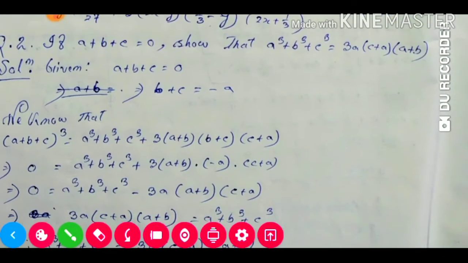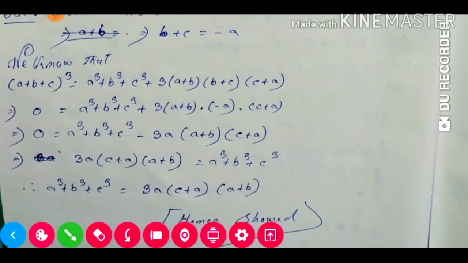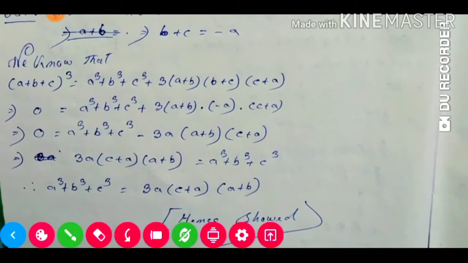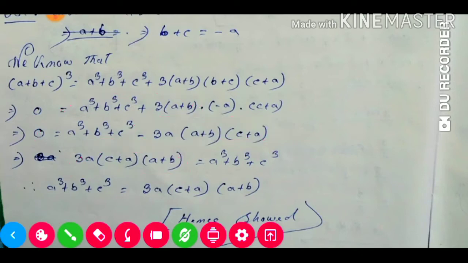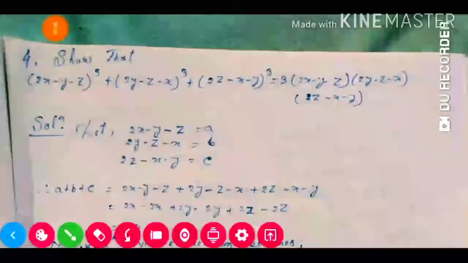We need to prove what? Need to prove 3a into c plus a. So it will be easy now. Now this portion we will shift to the left hand side, so it is minus. So when we shift this one to the left hand side, it will be plus, and here will remain only a cube plus b cube plus c cube. Therefore a cube plus b cube plus c cube will be 3a into c plus a into a plus b.